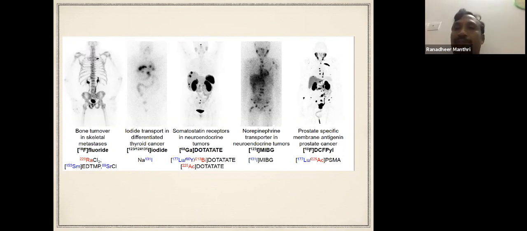Somatostatin: gallium 68 DOTATATE is used for diagnostics. Gallium is a positron emitter, lutetium is a beta emitter, actinium is an alpha emitter, and bismuth is an alpha emitter. So this is diagnostic and therapeutic. When a molecule is combined with a radioisotope that can be used both as diagnostic and therapeutic, we call it theranostics. Norepinephrine transporter: I-123 MIBG and I-131 MIBG. And PSMA, we already know F18 PSMA. We use gallium for diagnostic and lutetium or actinium for therapeutic purposes. Next slide.